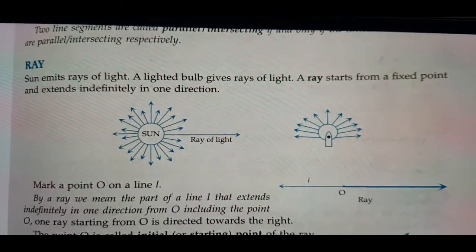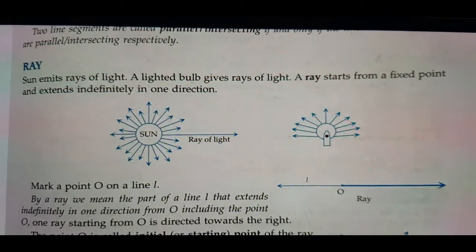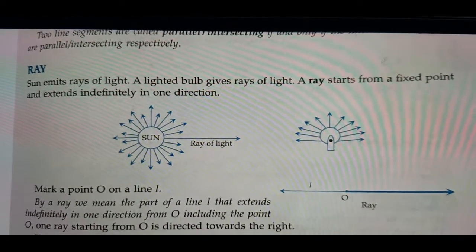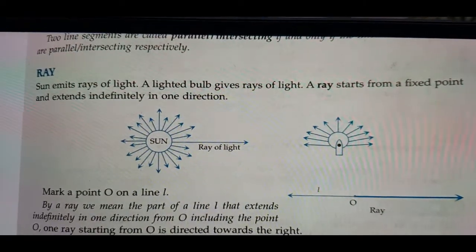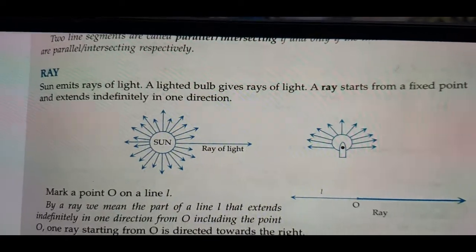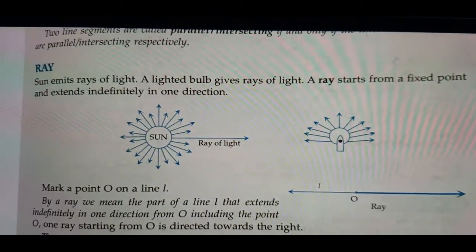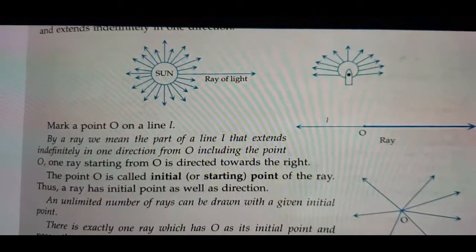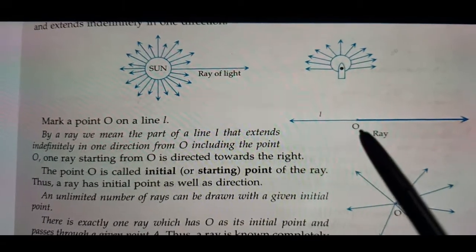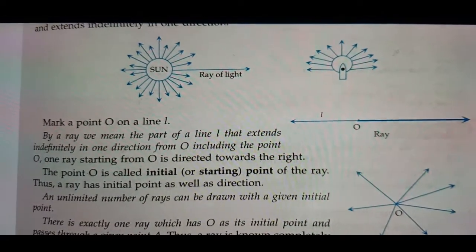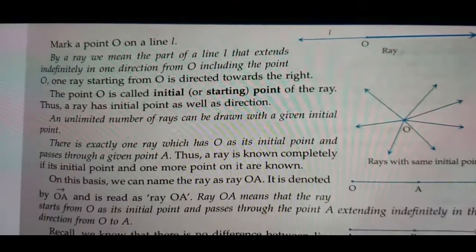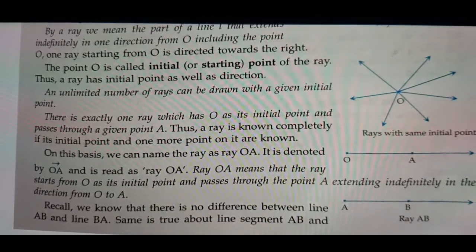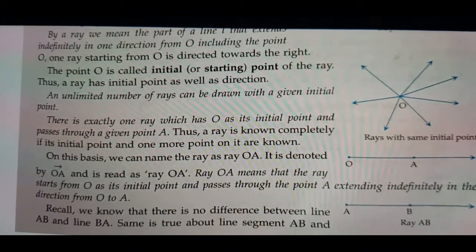Let's talk about rays. For the best example of a ray, you can take rays of light, or a torch, which has one fixed point and the other point extending indefinitely in one direction. The point that is fixed is known as the initial point. For example, here O is the initial or starting point of the ray. The symbol you can use is OA with an arrow on top facing towards A, which shows that it's a ray OA.